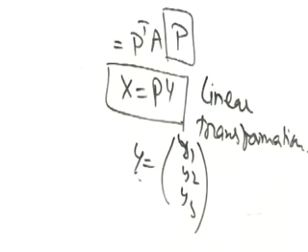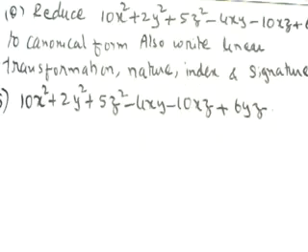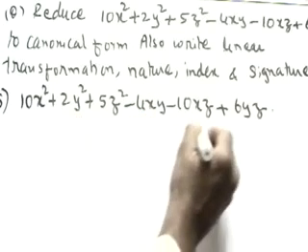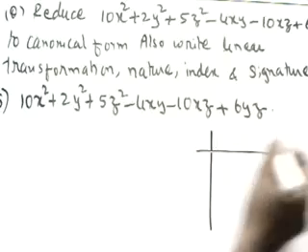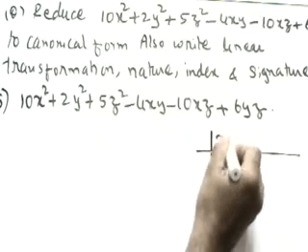Okay, let me see this with an example. See on the board: reduce the quadratic form to canonical form. Also write the linear transformation, nature, index, and signature. Let us first change the quadratic form into matrix A. You have already done like this.